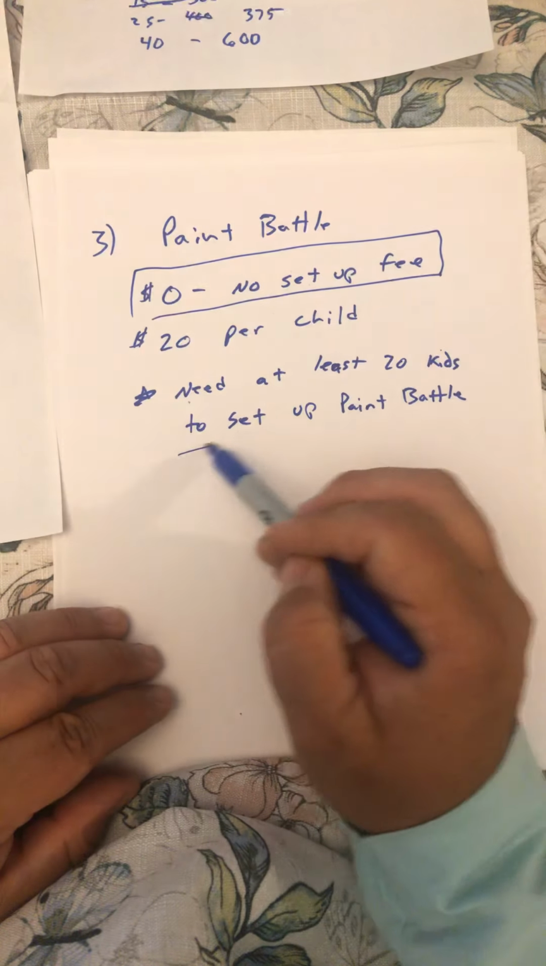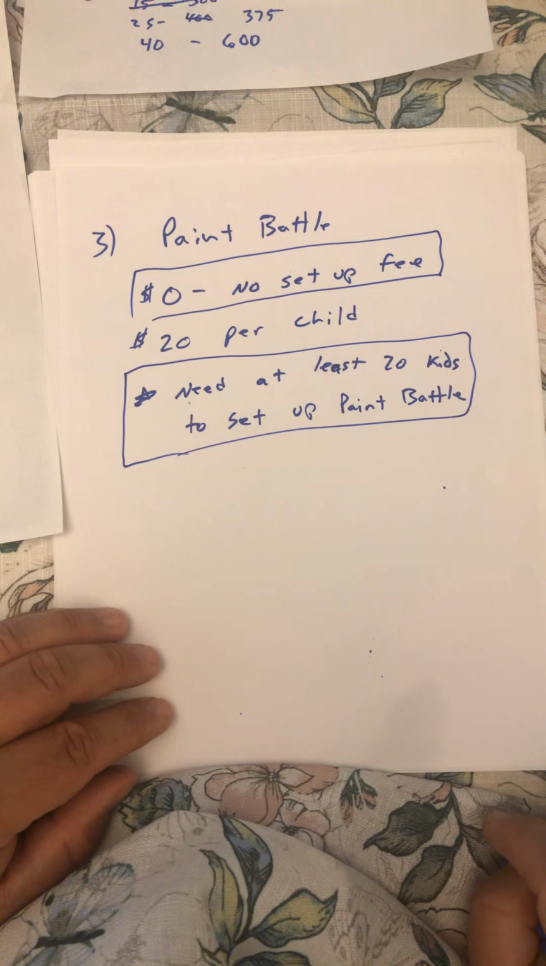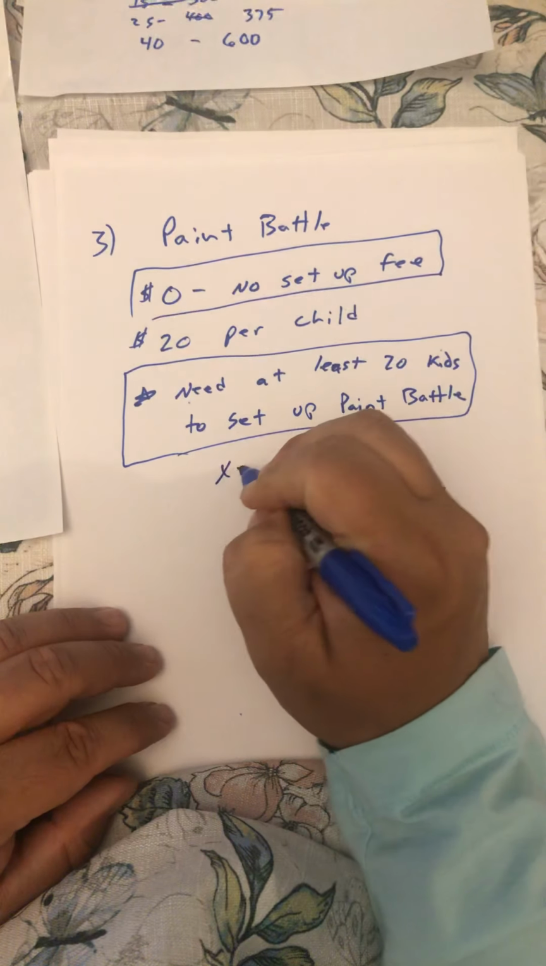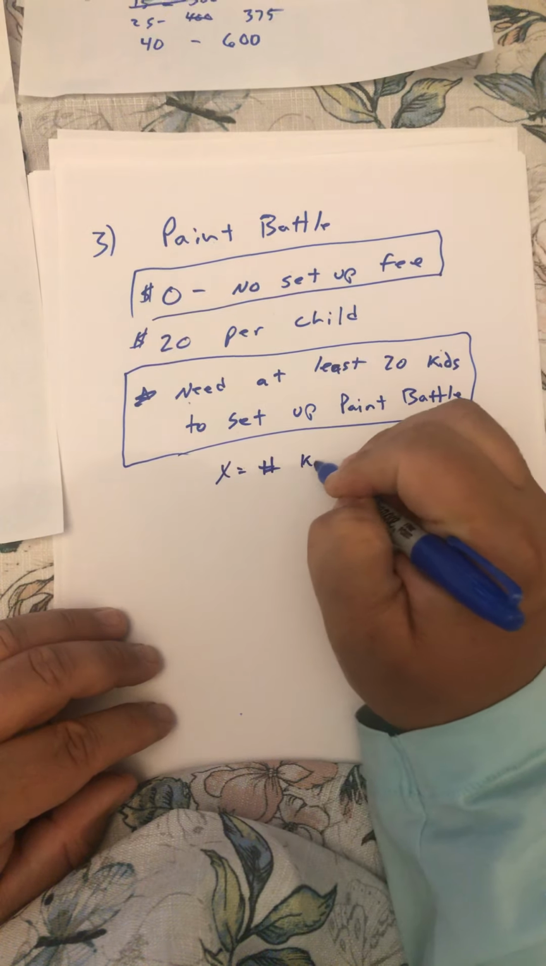But they did give us a little thing. You need to have at least 20. So they're not going to show up and have one kid and just do it for $20, because that would be bad business practice. So we know this is just $20. So again, our x is the number of kids, and it has to be at least 20, and our y is our total cost.